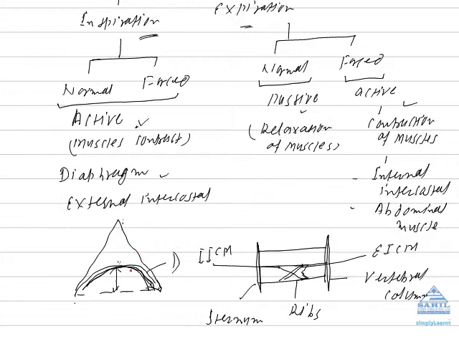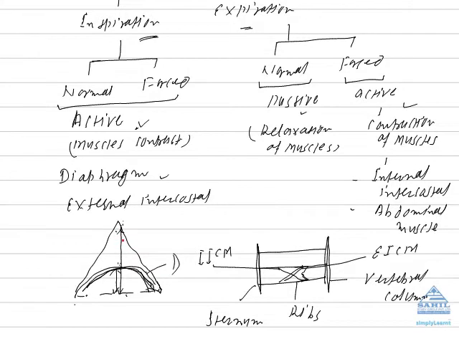But when this muscle contracts, it increases the size of the thoracic cavity because the diaphragm becomes flat. Now see the size of the thoracic cavity. It is enlarged. So contraction of the diaphragm increases the size of the thoracic cavity lengthwise.